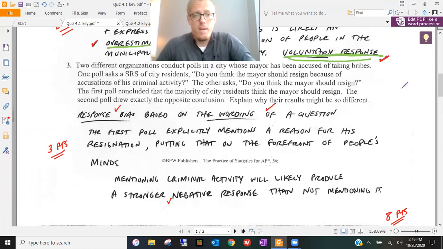And the next one, 2 different organizations conduct polls in a city whose mayor has been accused of taking bribes. One poll asks, do you think the mayor should resign because of accusations of his criminal activity? The other poll asks, do you think the mayor should resign? So the first poll concluded the majority of citizens thought he should.